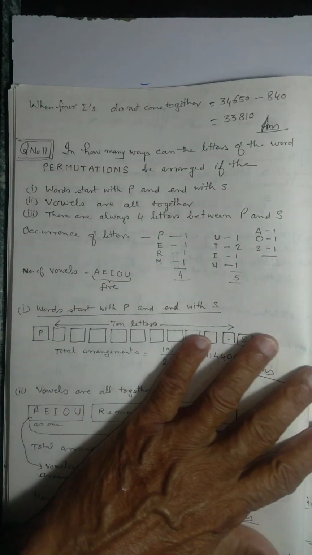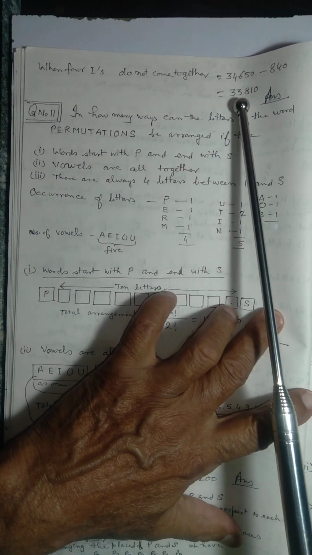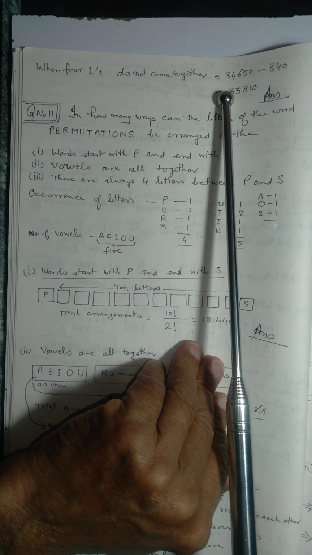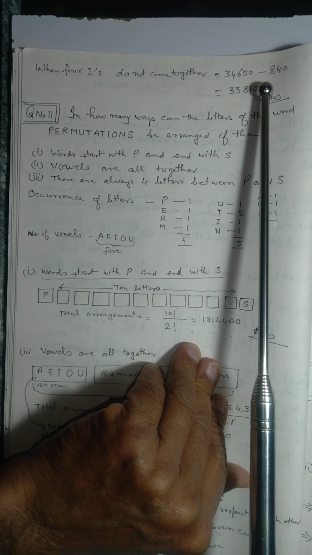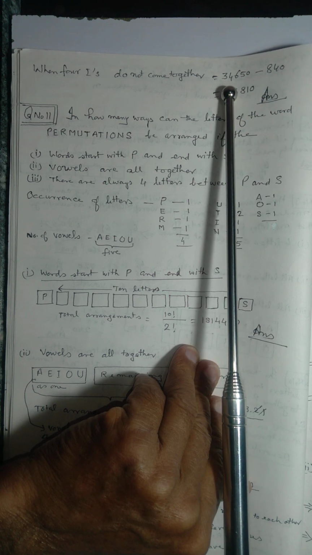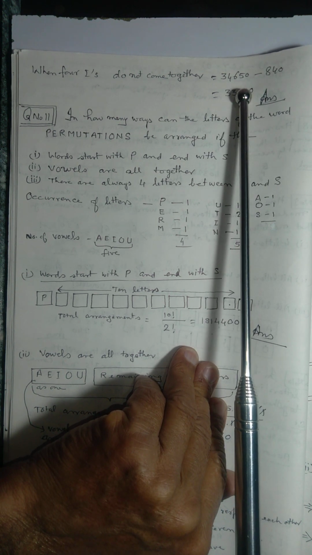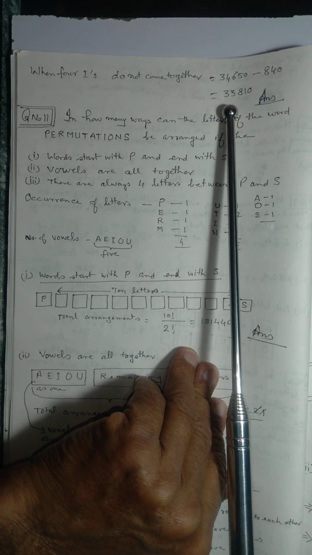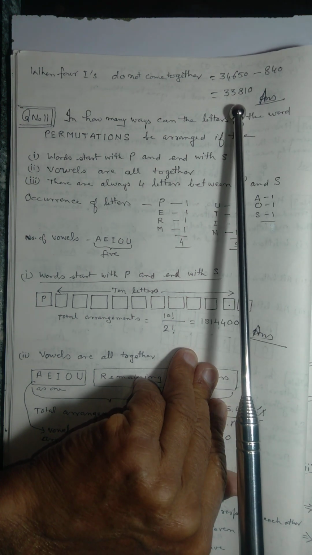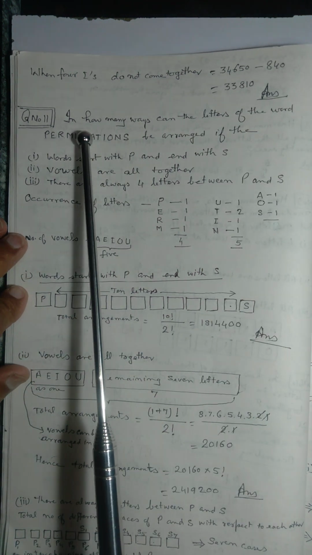But when we have to tell when 4 eyes do not come together, at that time means total arrangement minus the 4 eyes come together में कितना निकला था हमारा? 840. So 34,650 minus 840, it will be equal to 33,810, and this will be the answer of the second part of the question.